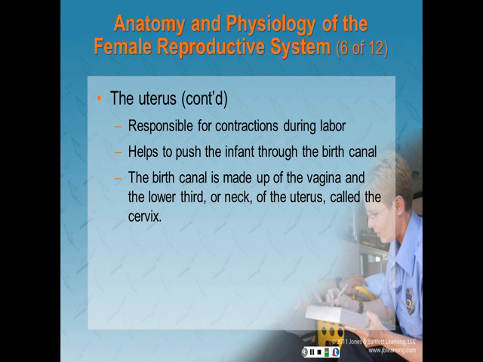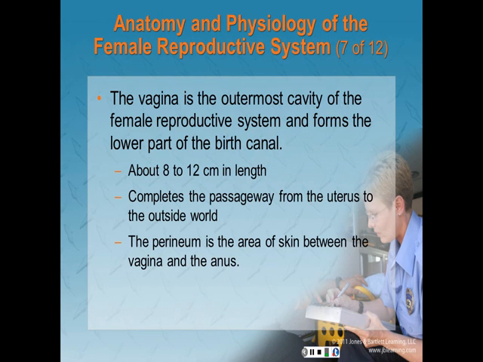The birth canal is made up of the vagina and the lower third or neck of the uterus, which is called the cervix. During pregnancy, the cervix contains a mucus plug that seals the uterine opening, preventing contamination. When the cervix begins to dilate, this plug is discharged into the vagina as pink-tinged mucus, what we call bloody show. This small amount of blood appears at the beginning of labor and may signal the first stage.